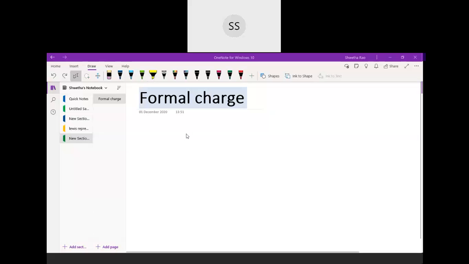Last class I was discussing formal charges. If you remember, yesterday's topic was the formal charge, and I told you that it's an imaginary charge which has been assigned to an atom just to draw the Lewis structure.